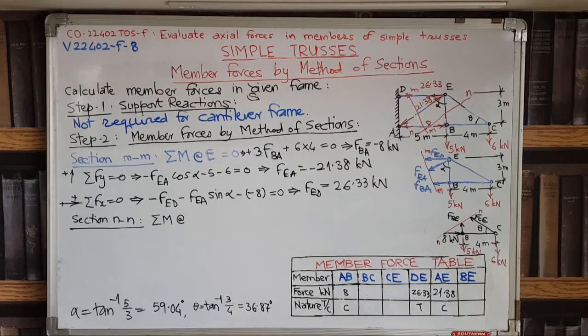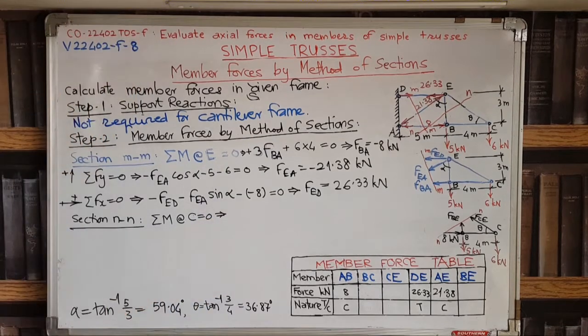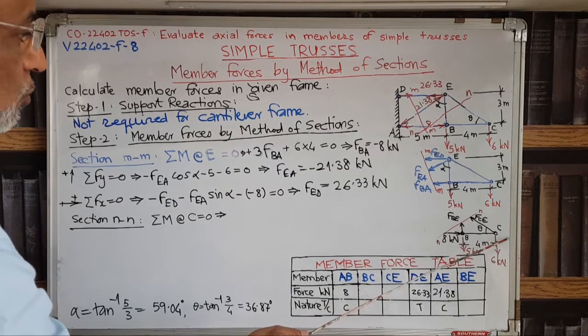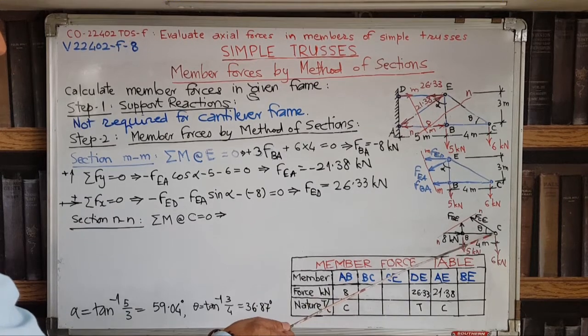And if you take about C, there is nothing wrong in it also. This member will vanish and we will get this member. So let us take moment about C. Either way it is alright, about B as well as about C. So moments about C equal to 0. Now again we have to be careful. There are 5 forces in the problem. About C we are taking moment. So moment of FCE about C is 0. Moment of 6 kilonewton about C is 0. Moment of 8 kilonewton about C is also 0, because it is also passing through C. So 3 forces are passing through C, so their moments are 0.